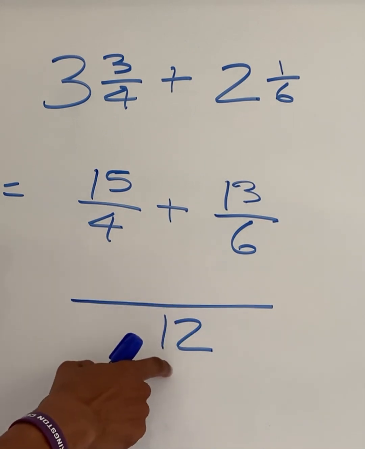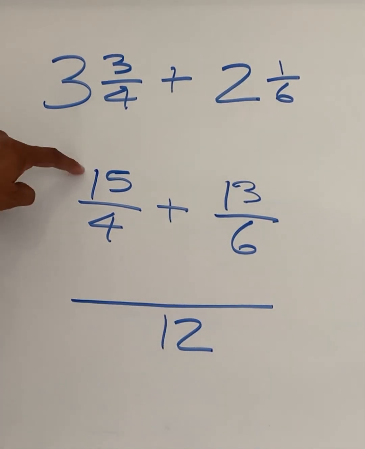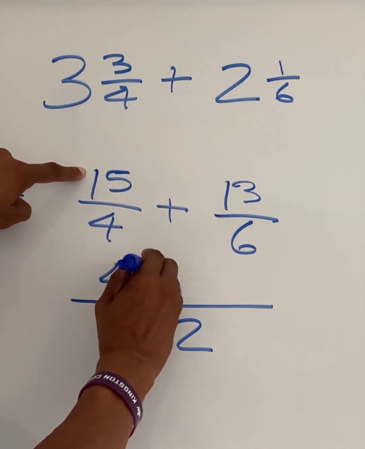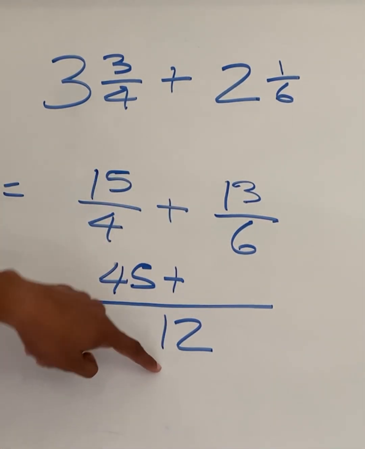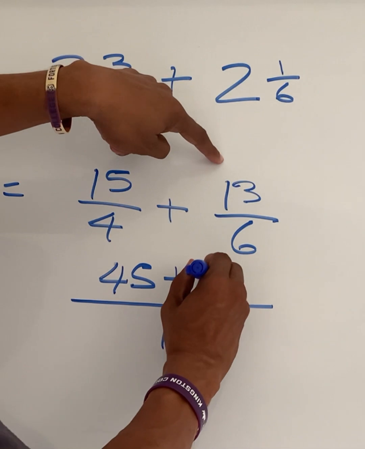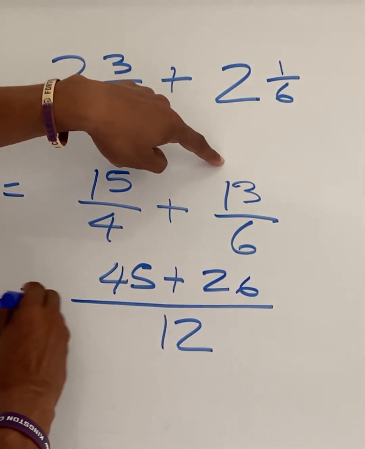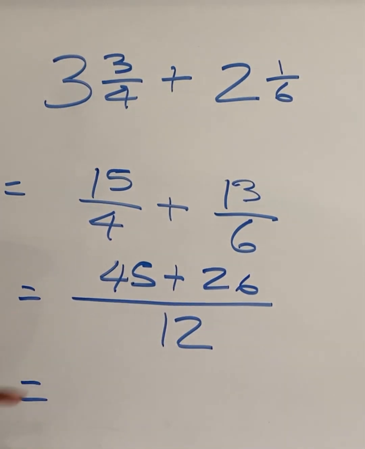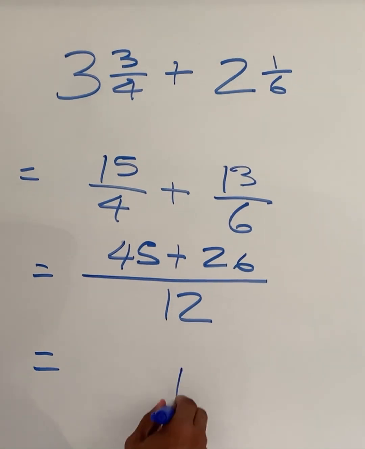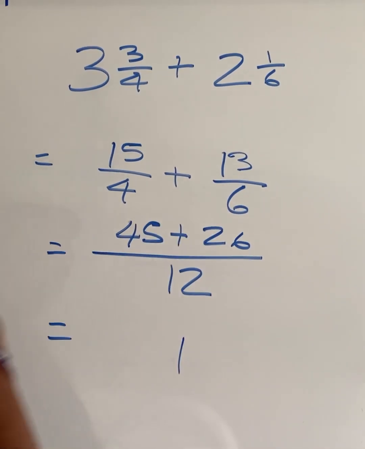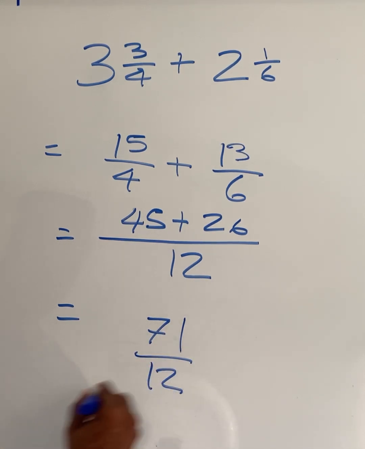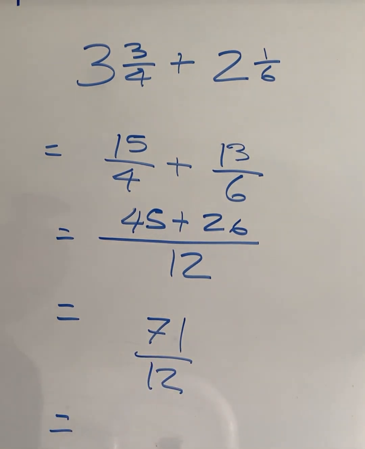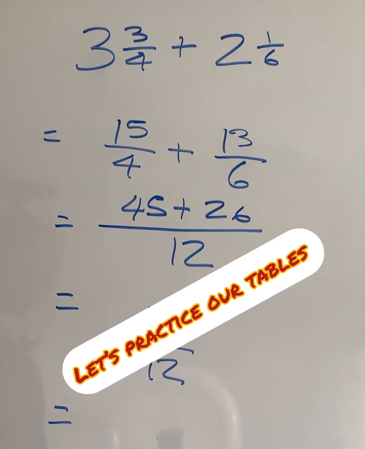So 4 into 12 goes 3 times. 3 times 15 is 45, plus 6 into 12 goes 2 times. 2 times 13 is 26. Okay? So when we add these, 5 plus 6 is 11, 4 plus 2 is 6 and 1, 71. 71 over 12. And remember, folks, I keep talking about this day in and day out.